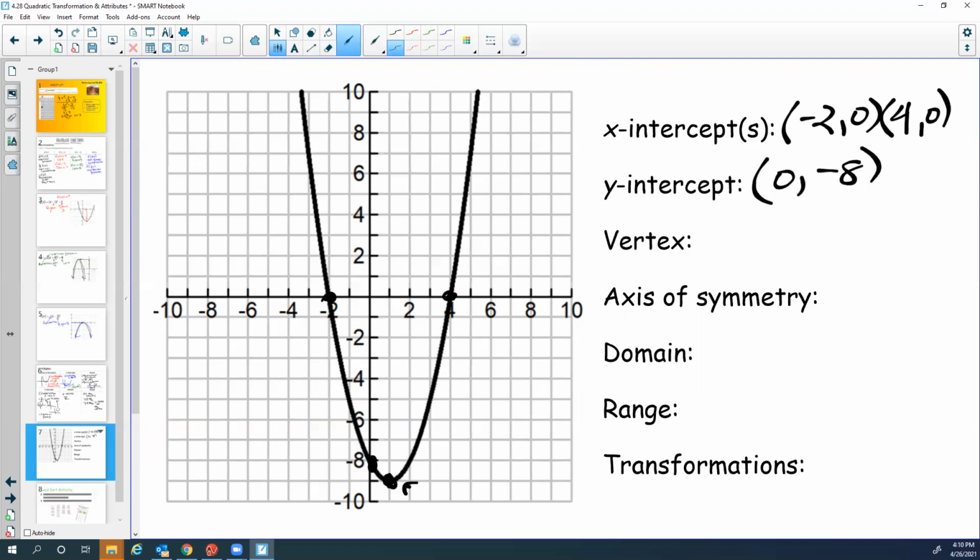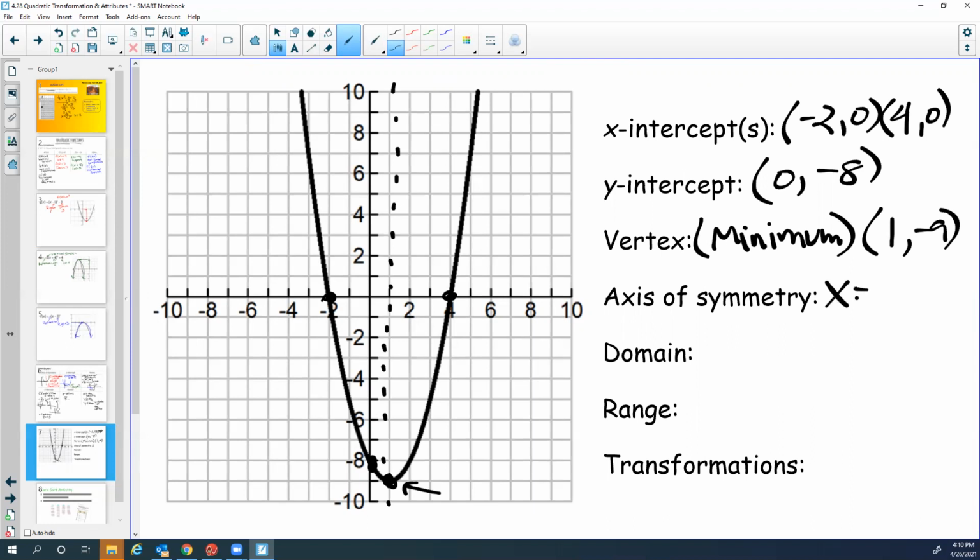The vertex is this point down here. It's the lowest point, so we can add in that it is a minimum. And the coordinate is 1, -9. The axis of symmetry is this line right here where I cross the x-axis, and it cuts my parabola in half. x equals 1. My domain, since it's not a real situation, is all real numbers. Range is y is greater than or equal to -9.